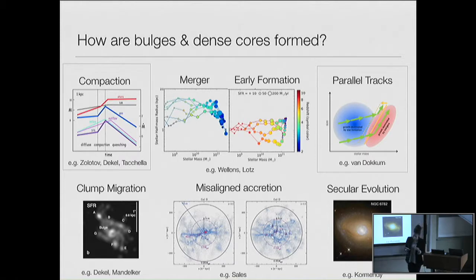So there's this huge range of processes that have been proposed. These things can form in mergers or compaction, as one of our colleagues in the room can tell us about. The misaligned accretion, clump migration, secular evolution, parallel tracks, which is kind of an empirical description. So we've proliferated the number of ways that we think we can form the dense centers of galaxies. But we can't actually watch these processes unfold in actual evolving galaxies.